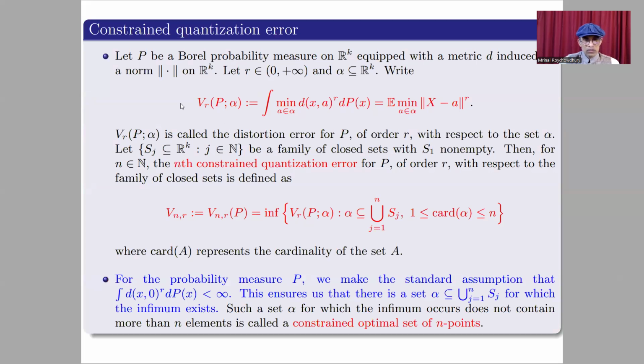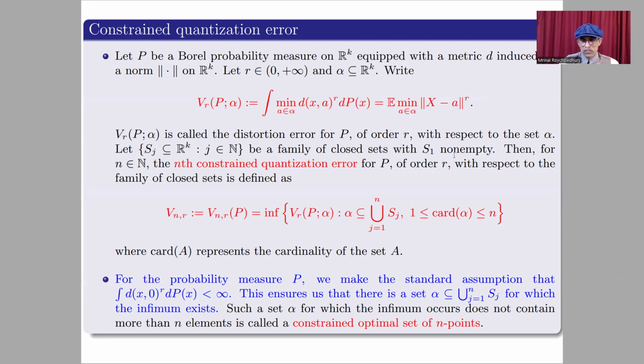Let me now give you the definition of nth constrained quantization error. Let P be a Borel probability measure on R^k equipped with a metric d induced by a norm on R^k. r is a positive real number and alpha is any subset of R^k. Write V_{r,P}(alpha) equal to this expression. Those who are familiar with statistics and probability can easily understand this expression gives a kind of error which is called variance. In fact, V_{r,P}(alpha) is called the distortion error for P of order r with respect to the set alpha.